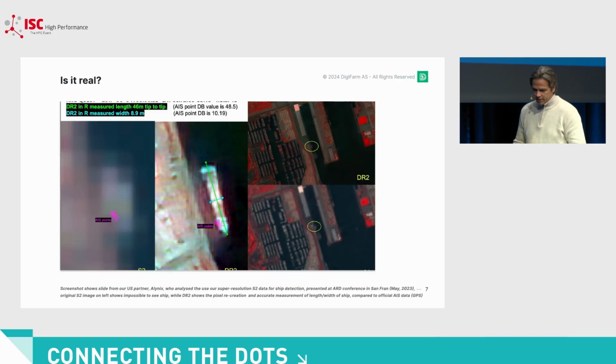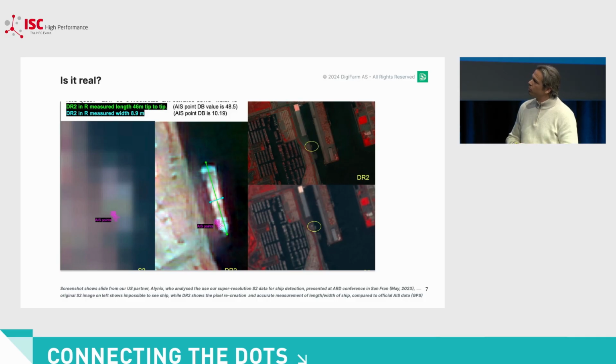And then we get asked the question a lot: is it real, right? So it looks like magic, and to me, I'm not a technical person, so for me too, of course, there's skepticism as a farmer. But we did a project or analysis with one of our U.S. partners, and this was presented at the ARD conference in 23, where they looked at the Sentinel-2 image, which is what you see all the way on the left-hand side, and looked at AIS points or GPS points of ships in Long Beach, California, to see if they could match the length and the width and the length of the bow.